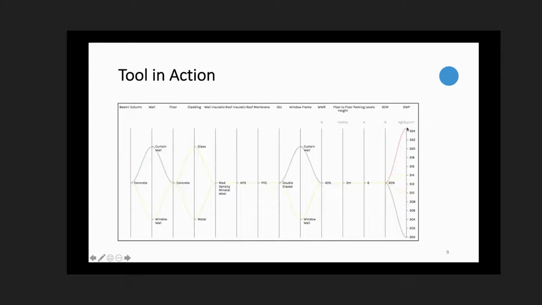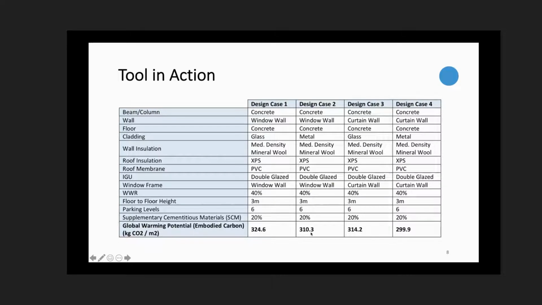So again, the main thing to keep in mind here is that what this figure tells us is which design is better than the other, and we shouldn't be fixated too much on these numbers because these could change as we do more detailed design. But we can say that metal cladding with curtain wall would perform better than a glass building with window wall, basically.